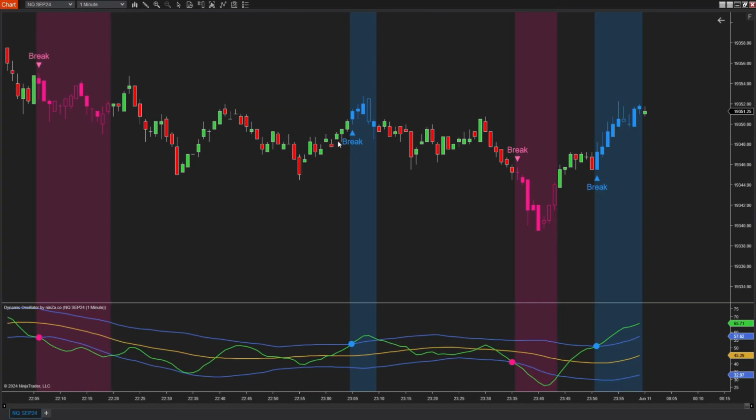Now, let's discuss the signals generated by the dynamic oscillator. On the chart, you'll notice break signals on the main panel and highlighted points on the second panel. These break signals occur when the oscillator lines cross the two bands of the Bollinger Bands from inside to outside.